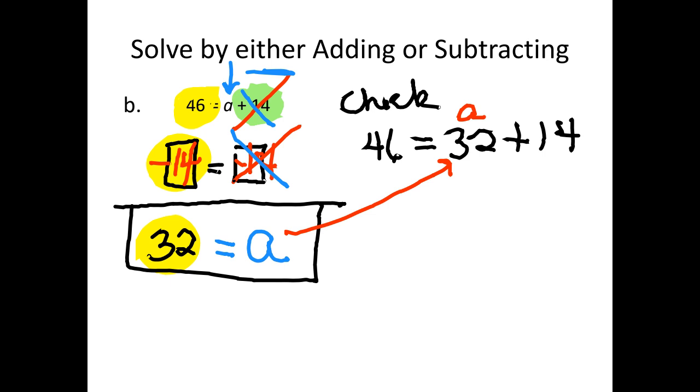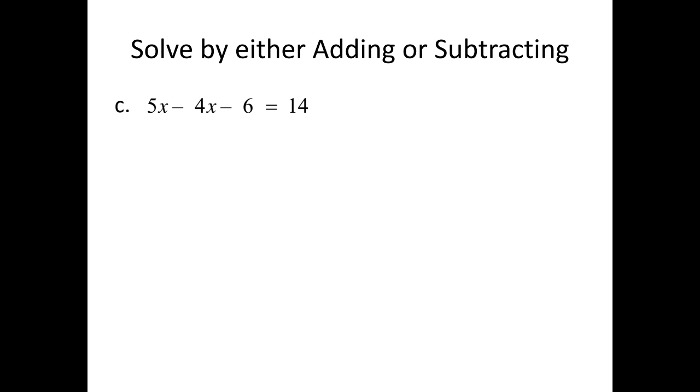Now, we're going to get a little bigger. Okay? This one, I want you to notice, has these two together. Our first step is to combine those terms in yellow first, which means positive 5x and a negative 4x is going to give me a positive 1x.